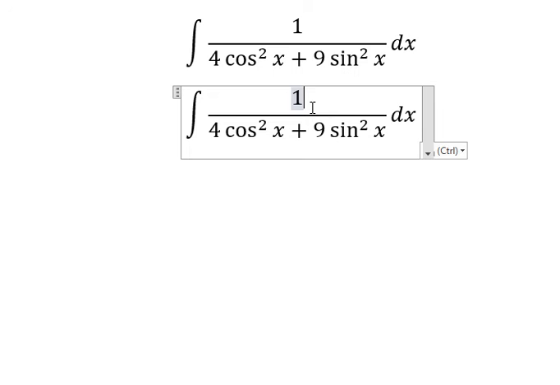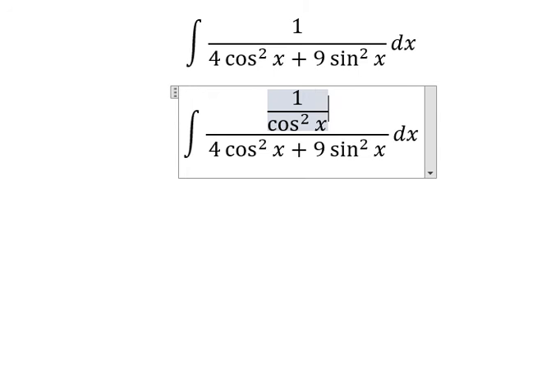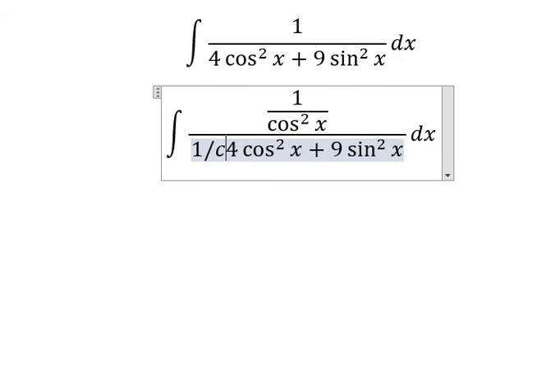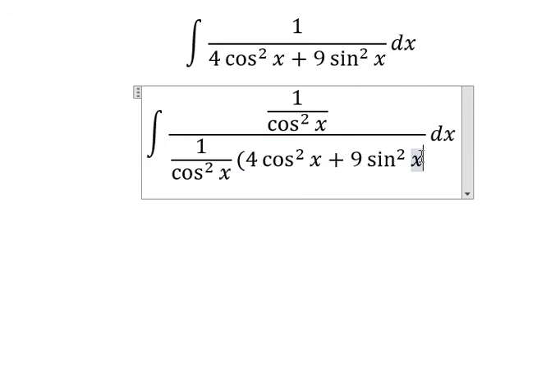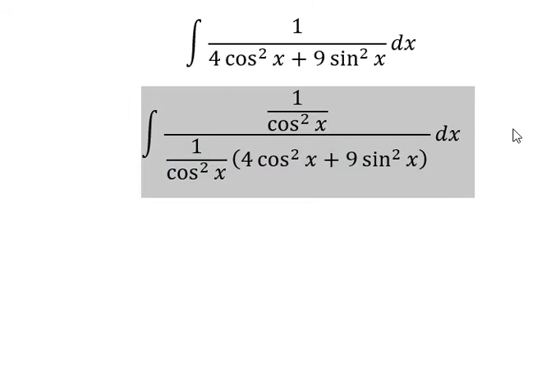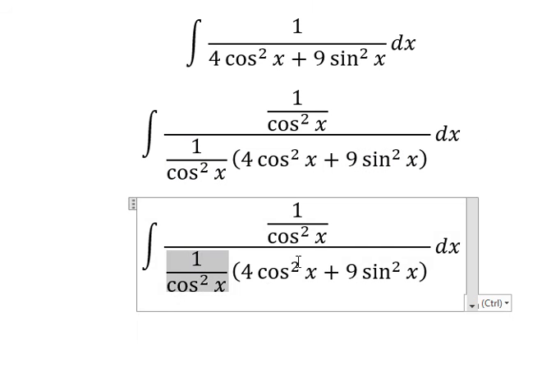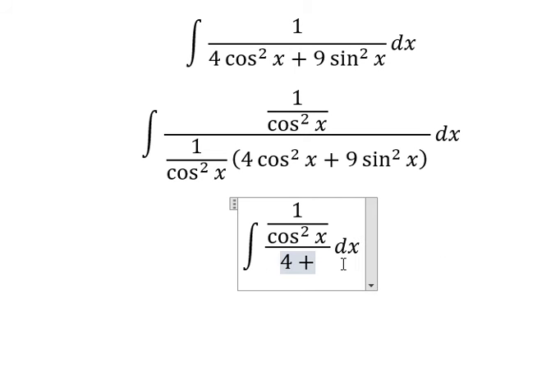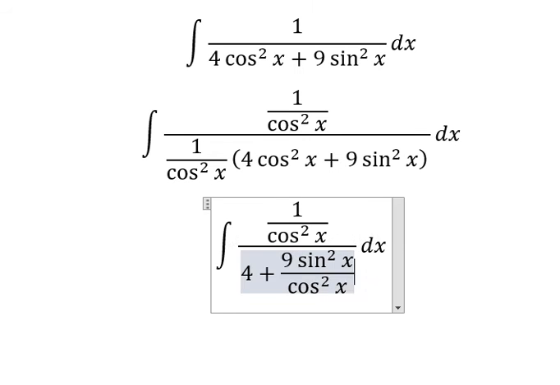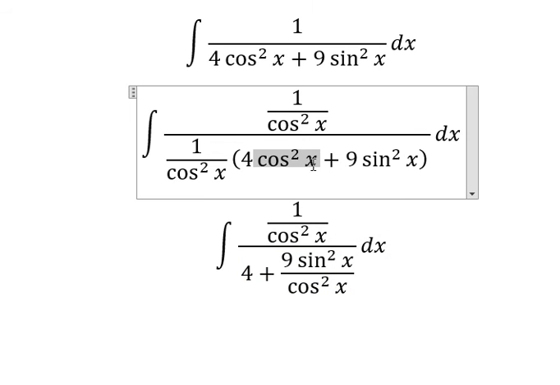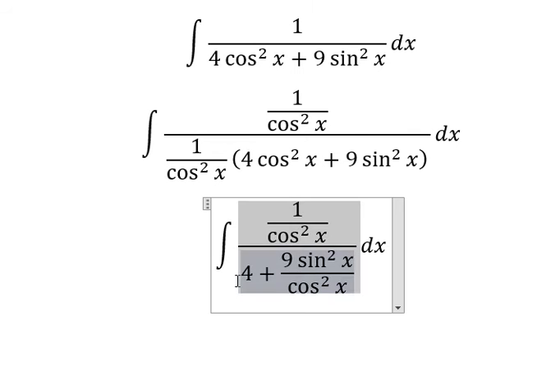We need to divide by cosine x squared on the numerator and denominator. So this one is multiplied by 4 cosine x squared and 9 sine x squared in here. So we have 4 plus 9 sine x squared over cosine x squared, because cosine x squared divided by cosine x squared, that's why you have number 4 in here.